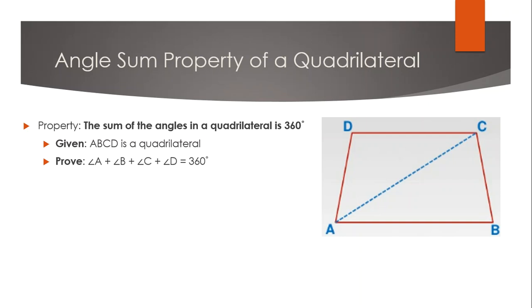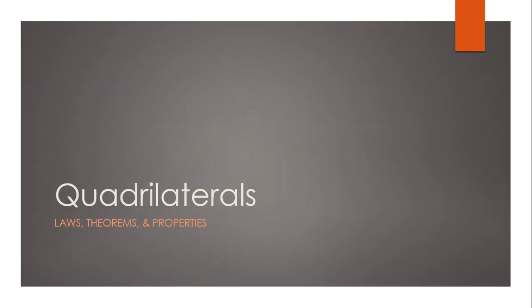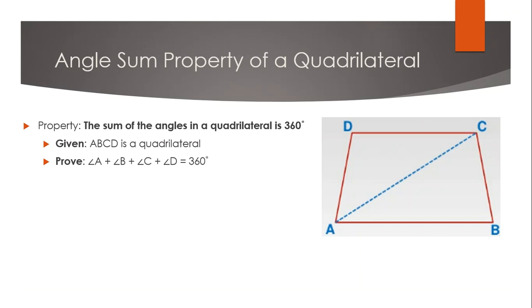First off, we have the angle sum property of quadrilaterals. That property is, as you can see, the sum of the angles in a quadrilateral will add up to 360 degrees. So if you look at the figure, we have quadrilateral ABCD, and we're trying to prove that angle A plus angle B plus angle C plus angle D equals 360.